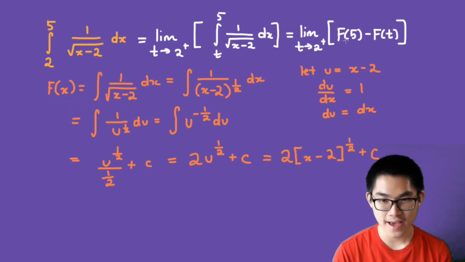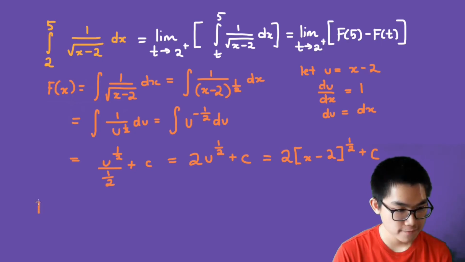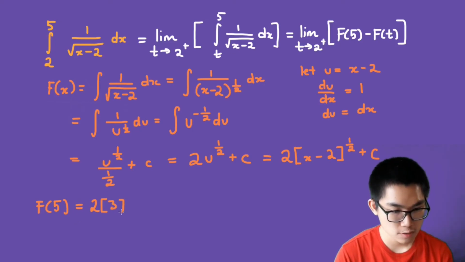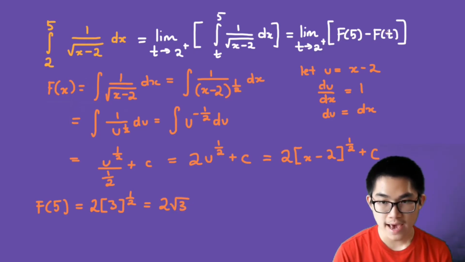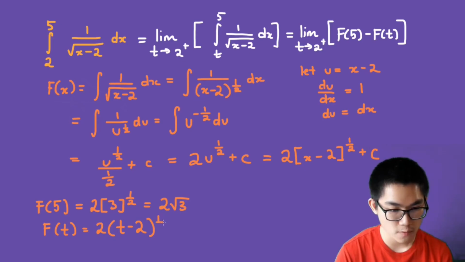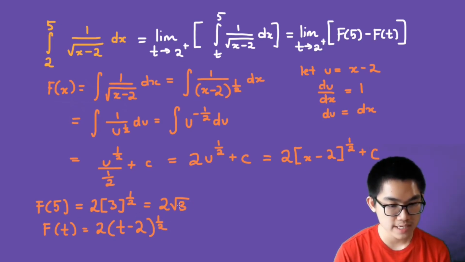What is f at 5? Well, f at 5 will be 2 times (5 minus 2), which is 3, to the power of 1/2. And we can write this as 2 square root of 3. And f at t will be 2 times (t minus 2) to the power of 1/2. And let's go ahead and put these values into our limit.